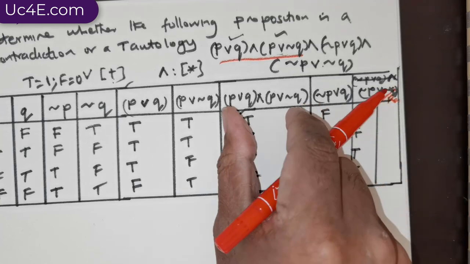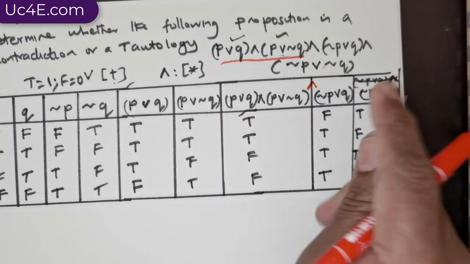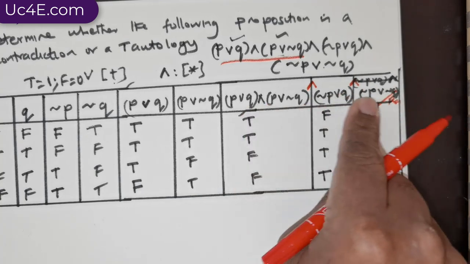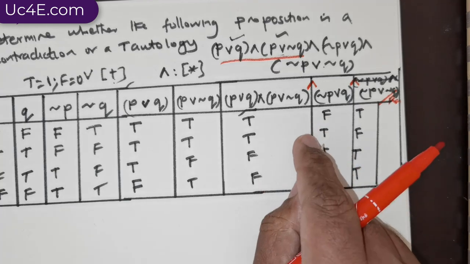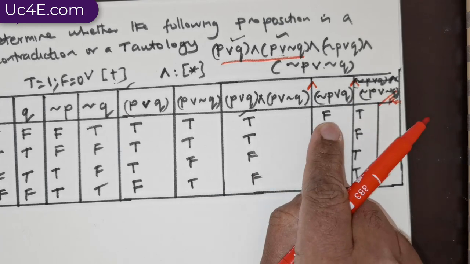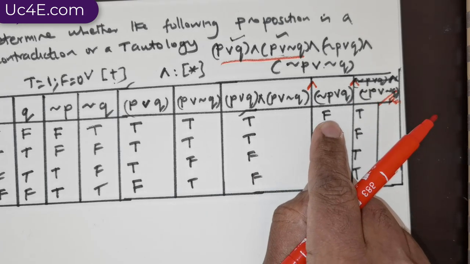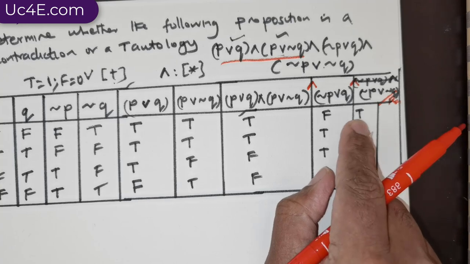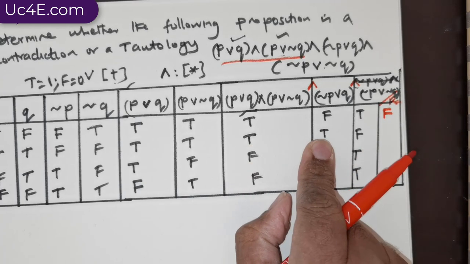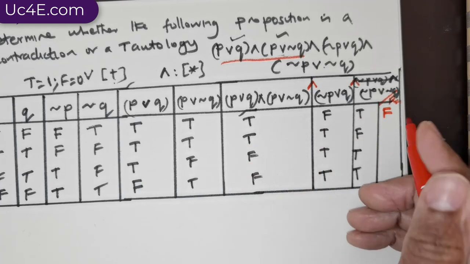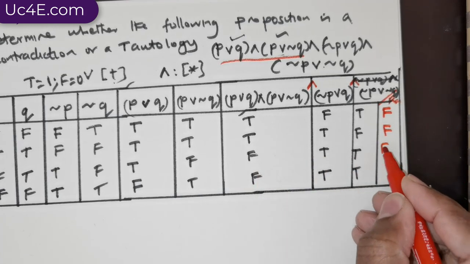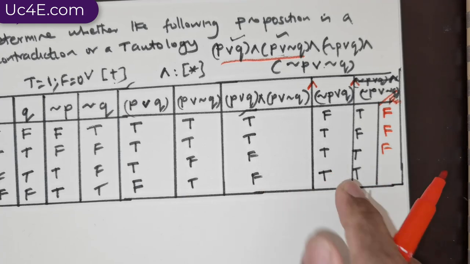So what is the complete result? This conjunction, this, and then there is a conjunction with this. All of these three quantities are getting conjuncted. As I mentioned, conjunction means product. So you got a 1 into 0. The moment 1 into 0 comes, everything is going to be 0, because this is also a conjunction. So this is going to be F, 0. 1 into 1, 1 into 0, that's going to be 0. 0 into 1 is going to be 0. 0 into 1 is going to be 0.